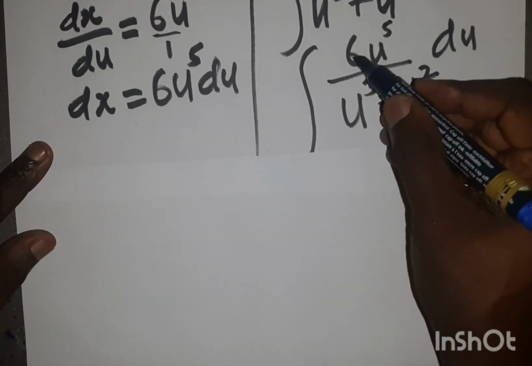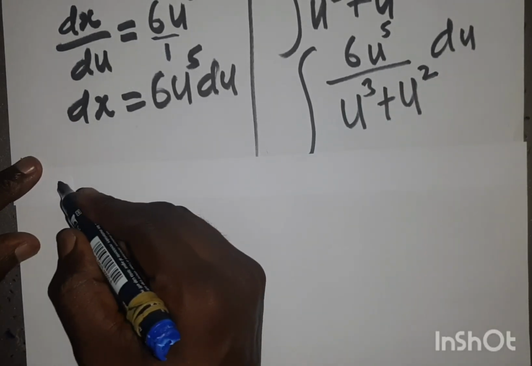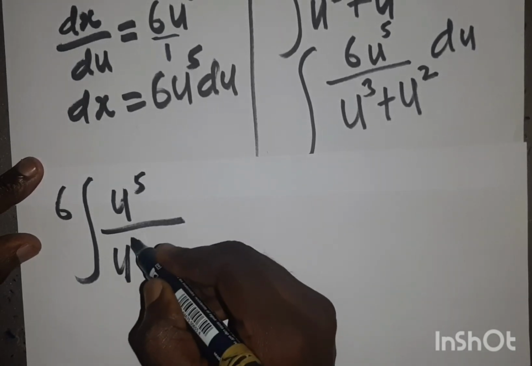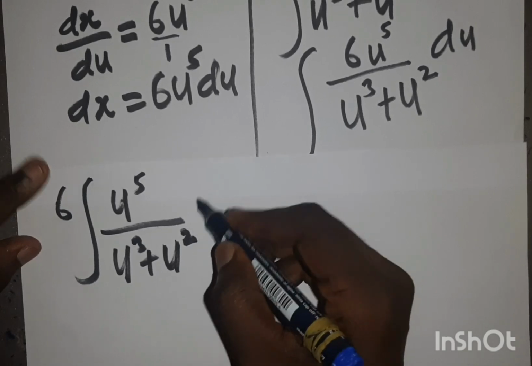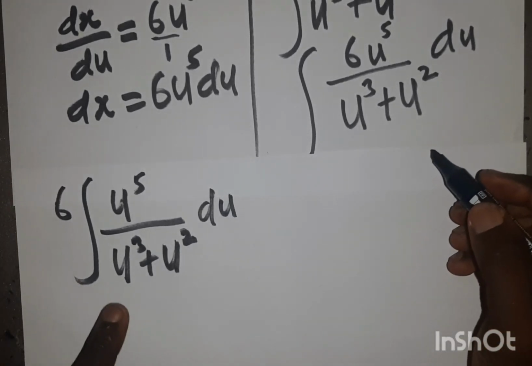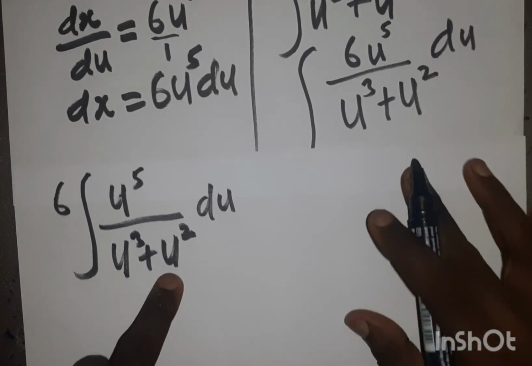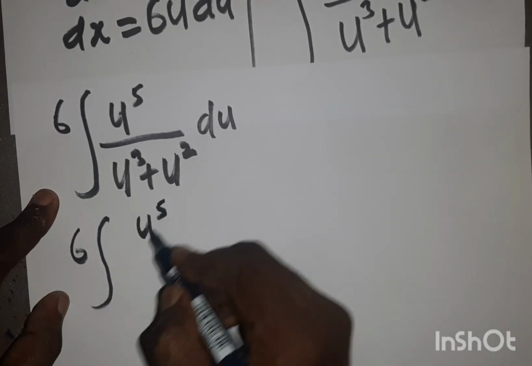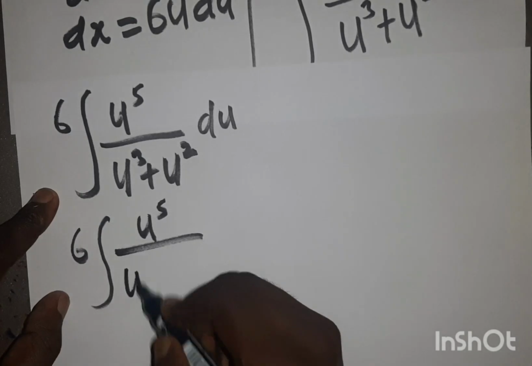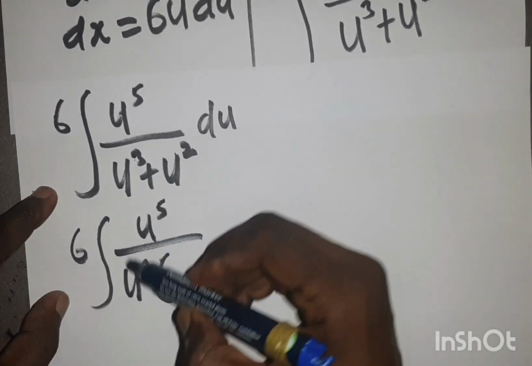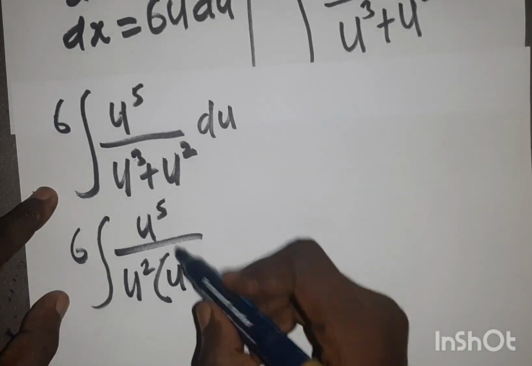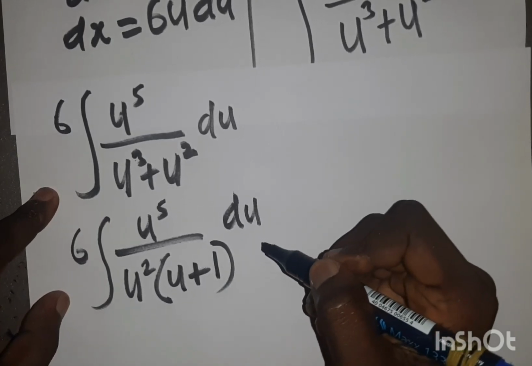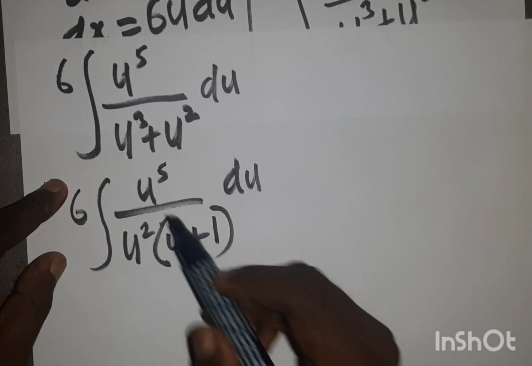I can just pull out the 6. So I now have 6 times the integral of u raised to the power 5 over u raised to the power 3 plus u raised to the power 2, and then I have the du. Looking at the denominator, I can factor out u raised to the power 2. So I have 6 and the integral of u raised to the power 5 over, if I factor out u raised to the power 2 and open my brackets, u cubed divided by u squared leaves me with u, and u squared divided by u squared leaves me with 1. Then I still have my du.